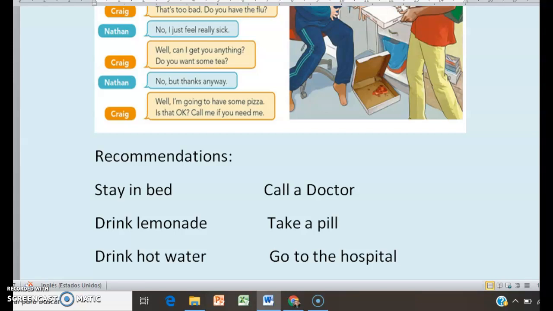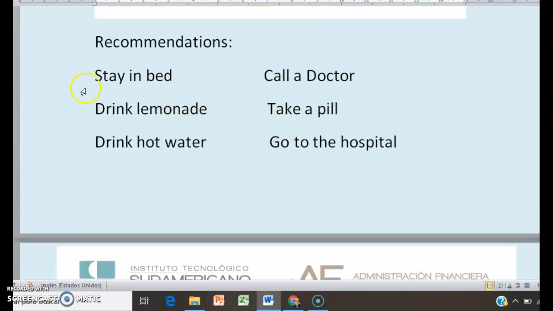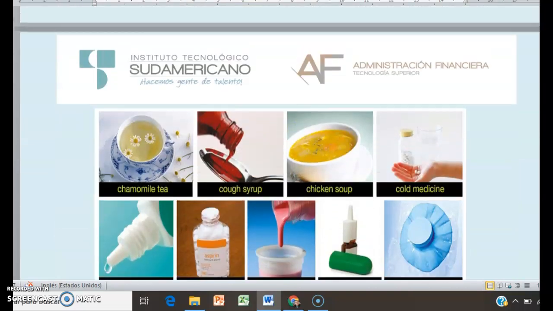What are possible recommendations? For example, you have a friend that is sick, so maybe you are going to give him or her possible recommendations. For example, if she or he has a fever, you are going to say, please stay in bed, permanece en cama, stay in bed. Estos son algunos imperativos que posiblemente en la clase posterior haré una explicación más general de los mismos, ¿ok? Drink lemonade, drink hot water, call a doctor, take a pill, go to the hospital. Some possible recommendations.